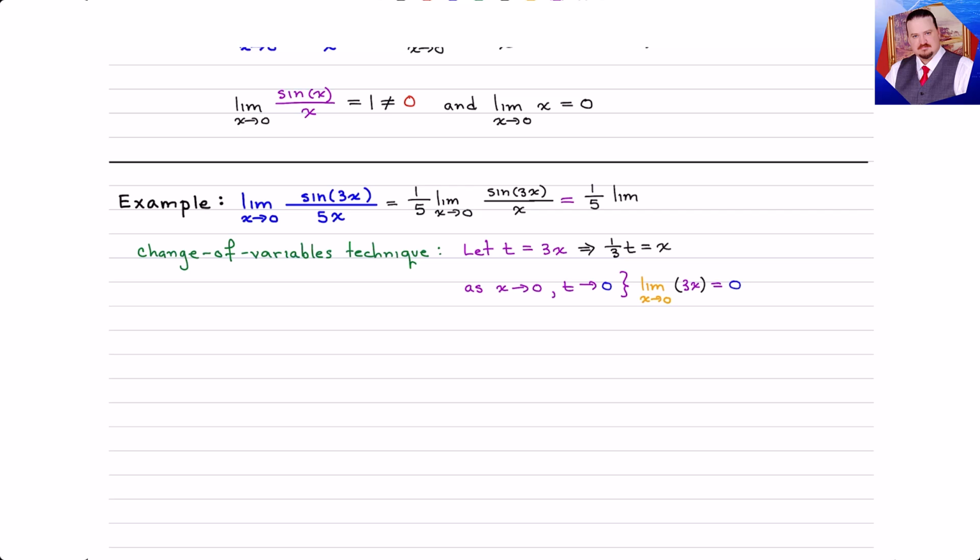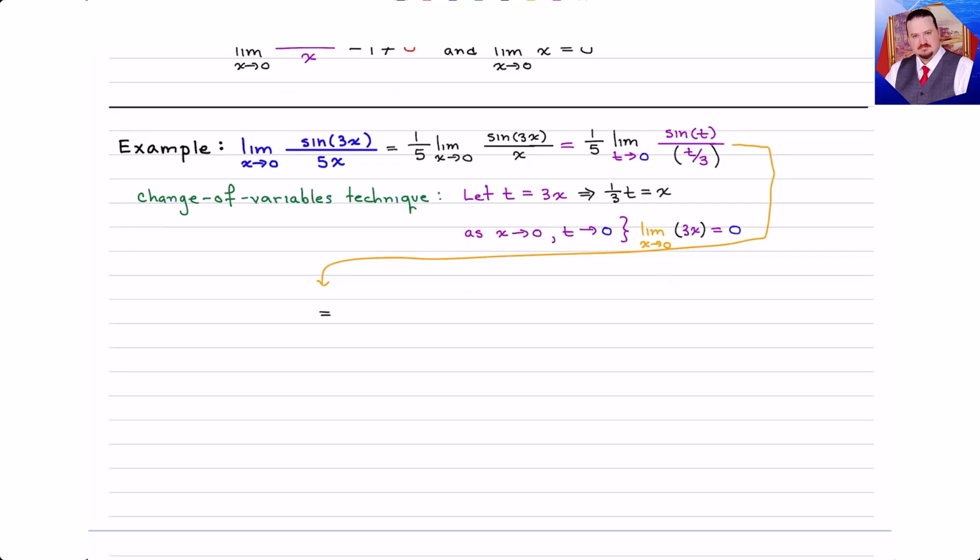As our new variable, t, not x, goes to, now we've got to be careful, it's this 0, not this one, this 0, keeping with the colors. And it's sine of t over what? Well, t over 3. So this is a fraction over a fraction, that will flip, take the reciprocal. You can pause and make sure you do the math here. The 3 will come outside. So 3/5.